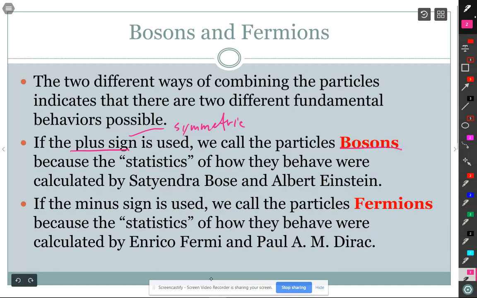Then we call them bosons because they're explained by the quantum statistics, first worked out by Satyendra Bose and then further refined by Albert Einstein.